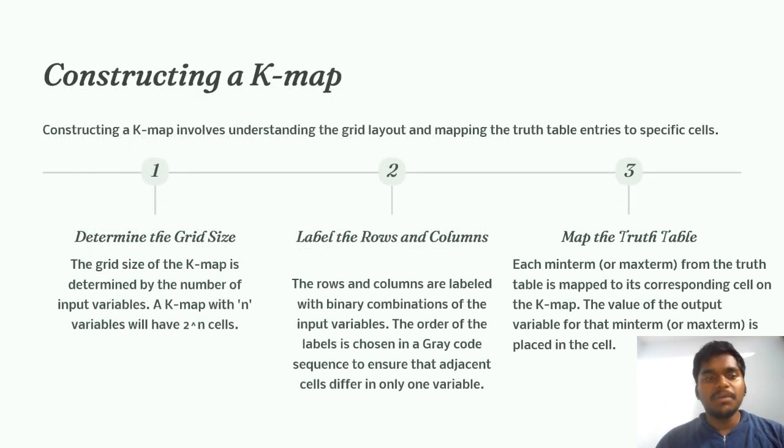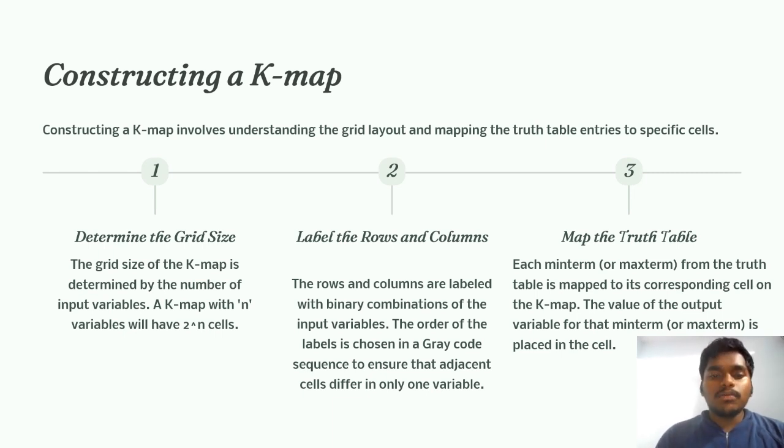Constructing a K-map. Constructing a K-map involves understanding the grid layout and mapping the truth table entries to specific cells. First, determine the grid size. The grid size of the K-map is determined by the number of input variables. A K-map with n variables will have 2^n cells. For example, if n is 2, the number of variables is 2, then the number of cells in the grid will be 4.